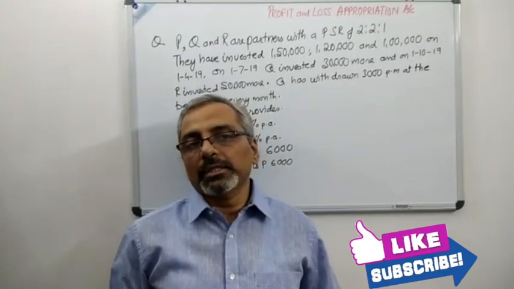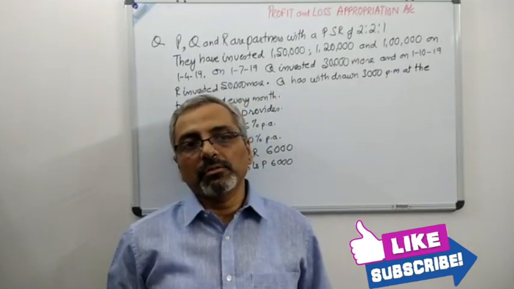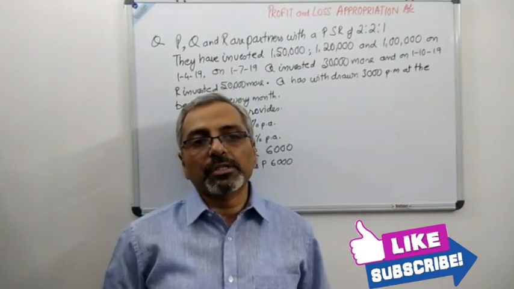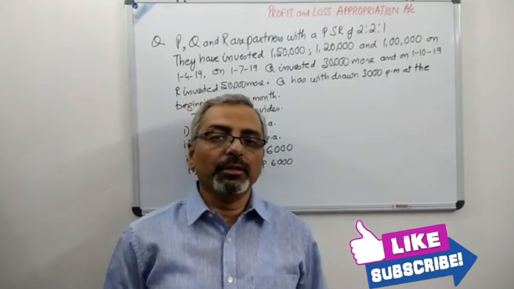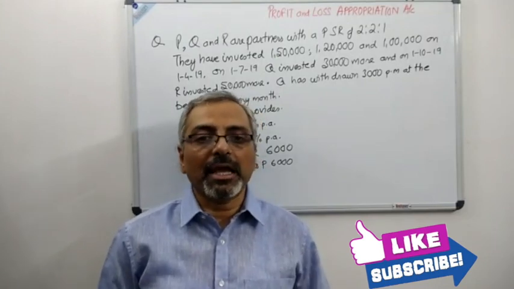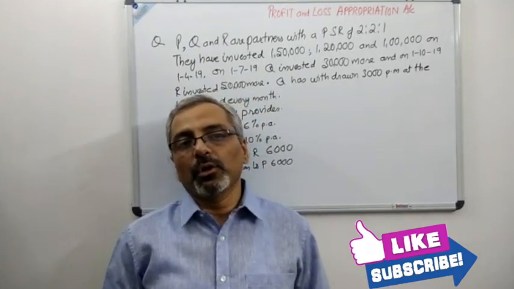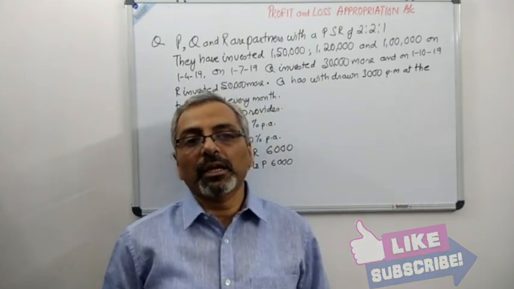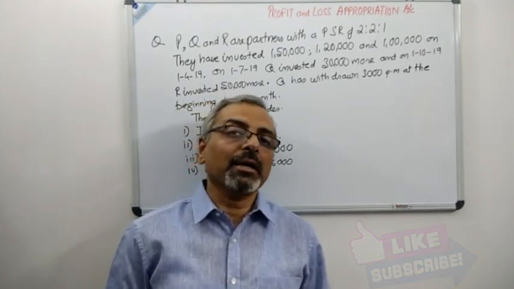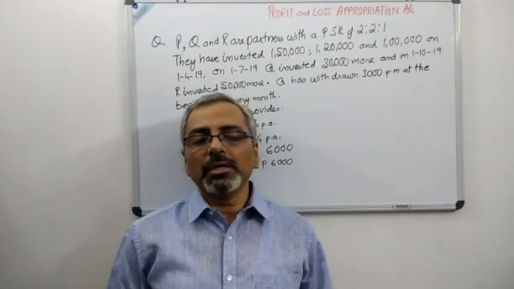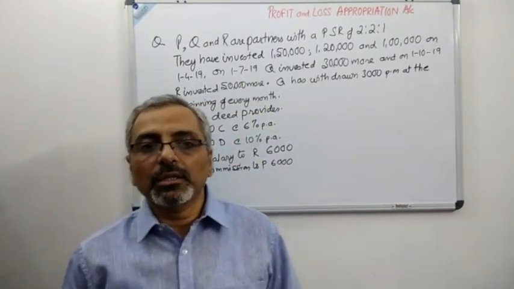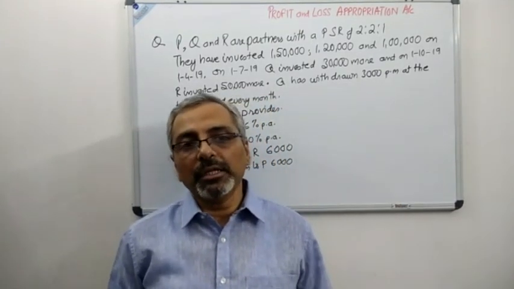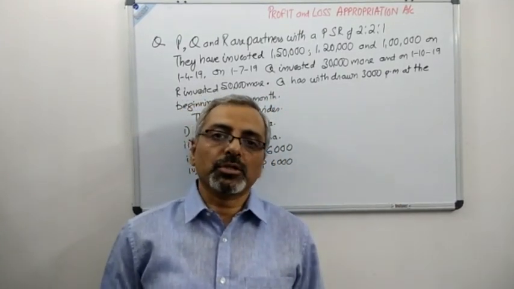Now today we'll take a sum in which we have three partners, P, Q and R, and they have made investments and also made further capital. In this question I have tried to take each and every aspect of the profit and loss appropriation account. Namely, I have taken salary, commission, drawings, interest on drawings, and interest on capital. These are generally the items in the profit and loss appropriation account. So we can say this is a complete sum of the profit and loss appropriation account.